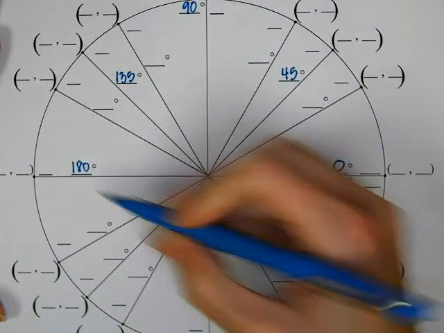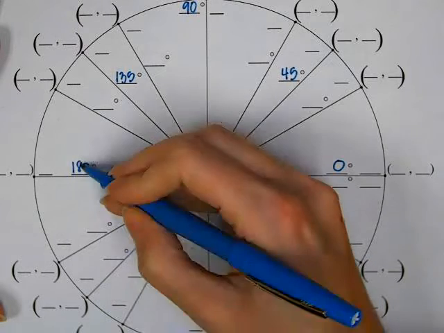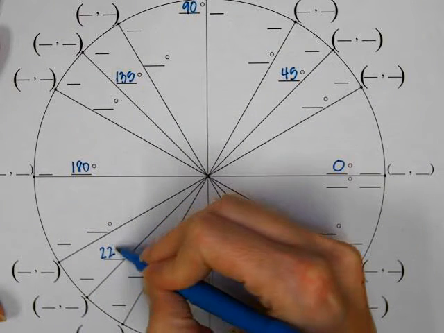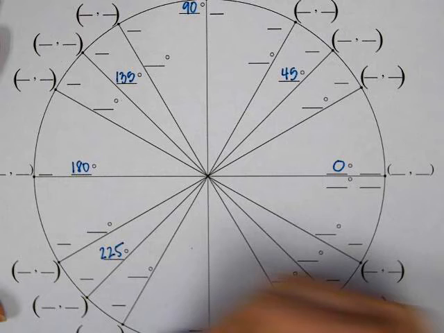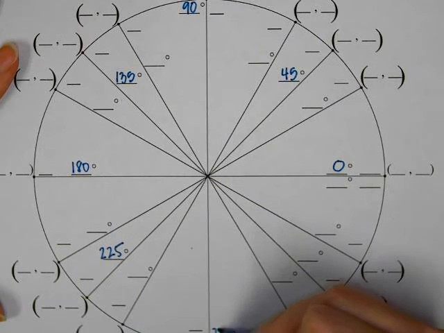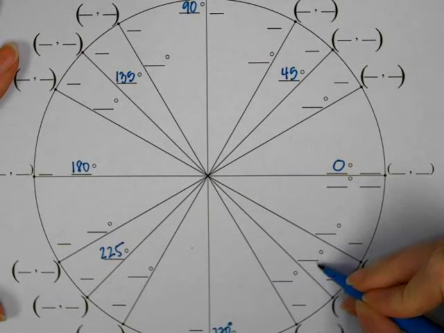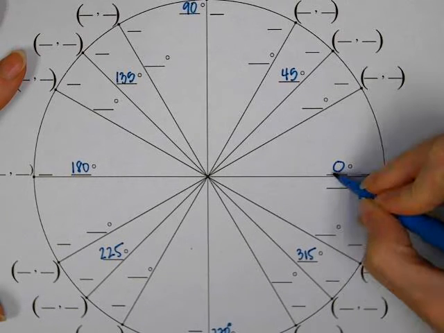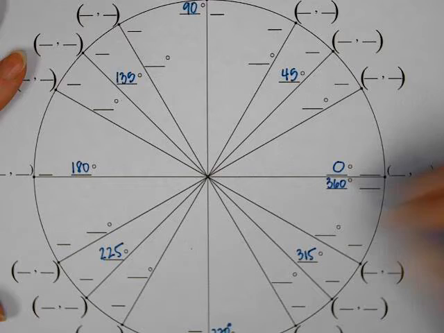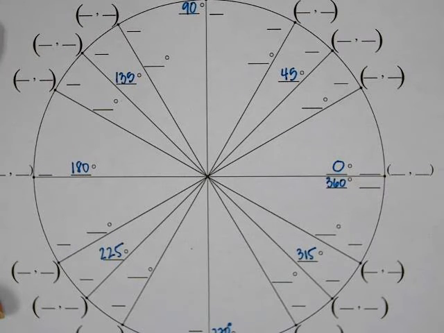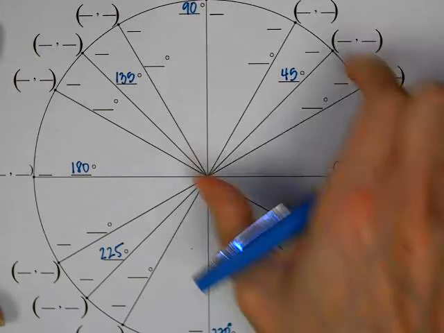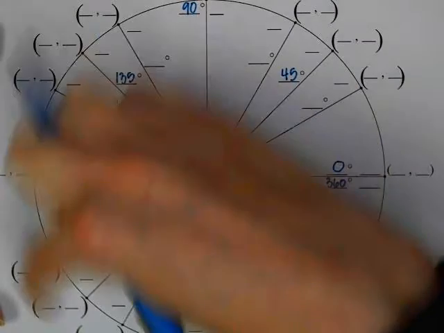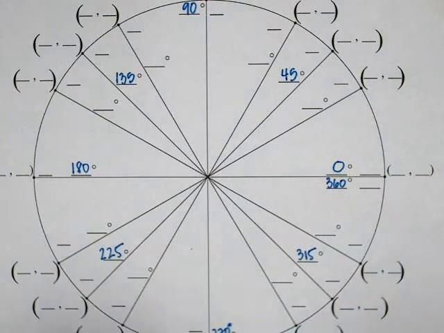And then again, let's just keep doing the 45s. 45 more than 180 is 225. And then 45 more than that is 270. And then another 45 here is 315. And then another 45 gets us to 360. Okay, so those are all the 45 degree turns.